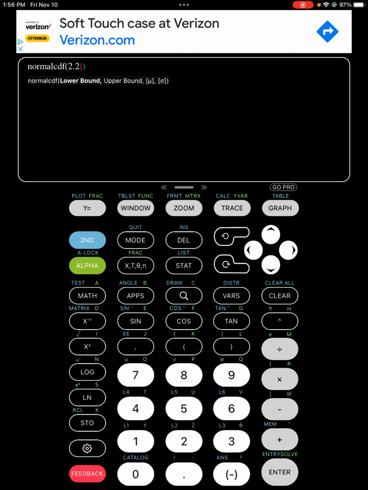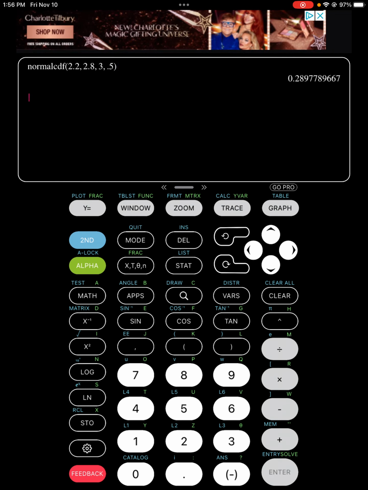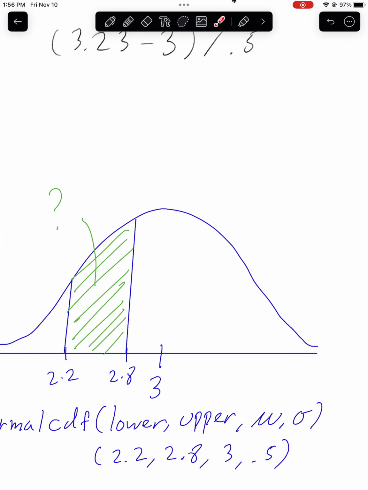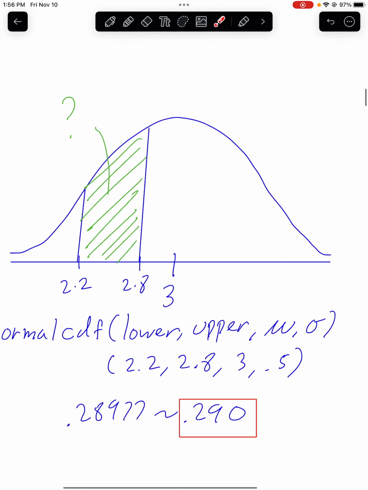2.2, the comma button is right above the 7. 2.8, the comma button. Then the mean was 3, comma, and then 0.5 for the standard deviation, and then make sure you close that parenthesis, hit enter. So we get 0.2898. Round it off to 3 decimal places, we can do 0.29. And that will be our answer right over here.